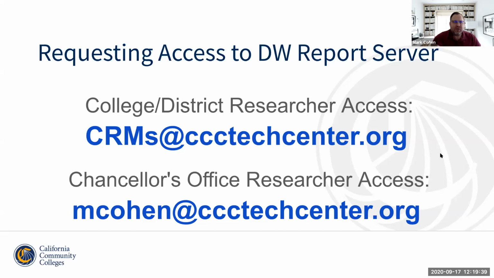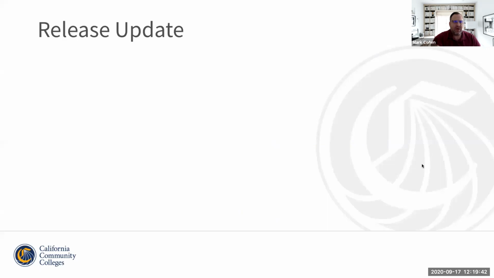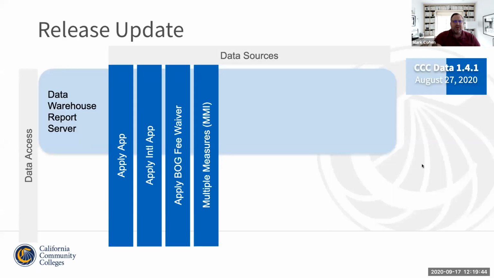So as far as what's coming up, I mentioned that on August 27th, we launched college and district access to the data warehouse report server with access to the full set of apply and multiple measures data, with that access secured by two-factor authentication. So that was our first major release to the college community. The platform prior to that was available only to the chancellor's office. As of today, as I mentioned, we have researchers at 82 colleges already set up and accessing the report server.